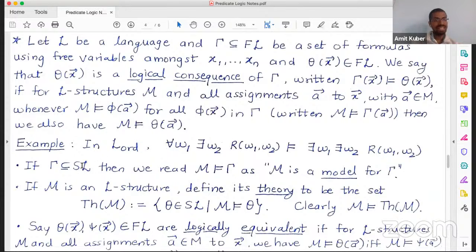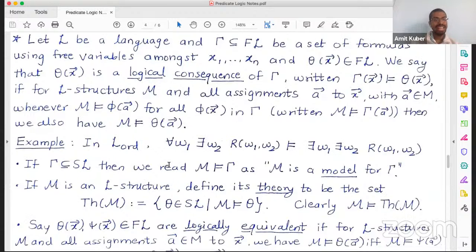For sentences, you can easily see, because there are no free variables to begin with, we get back what we did in propositional logic, that we just had to check that condition for all L structures M: if the left hand side is true, then the right hand side is true. This assignment part just vanishes.